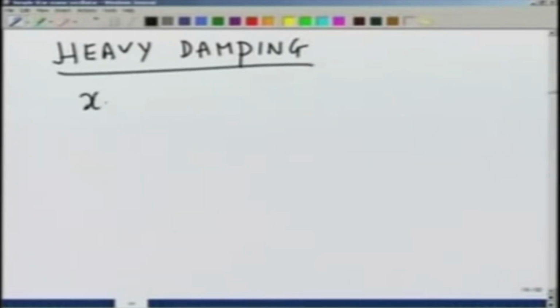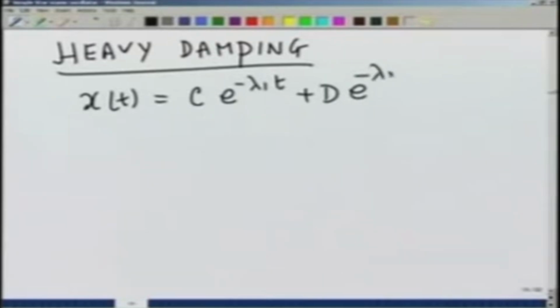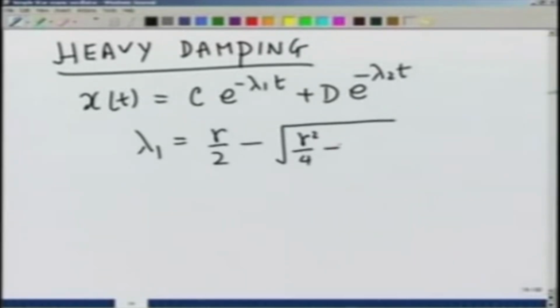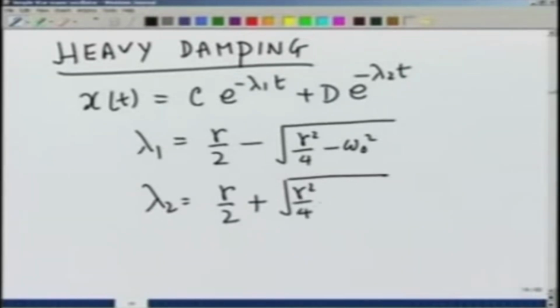In that case, the solution x(t) is of the form C e^(-λ1 t) + D e^(-λ2 t), where λ1, if you recall, is γ/2 minus the square root of γ²/4 minus ω0², and λ2 is γ/2 plus the square root of γ²/4 minus ω0², and this is the way it is defined, λ2 is greater than λ1. I will study 3 cases in this case and see how the motion looks like.